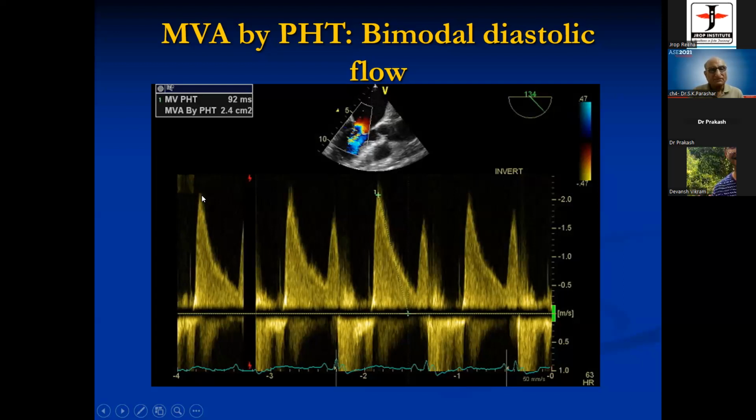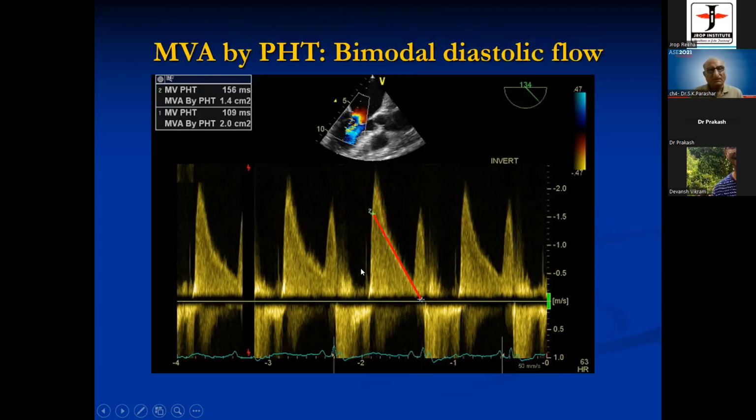So here you see suddenly it dips like this and then slows down. Just to show what we have done, we have tried to measure here, and the area comes about 2.4 centimeters square. In the same patient, again you see, we have measured from here. We have ignored the middle portion. We have measured from here, time on 92. 220 by 92 is 2.4.